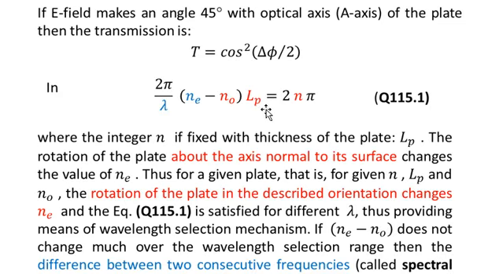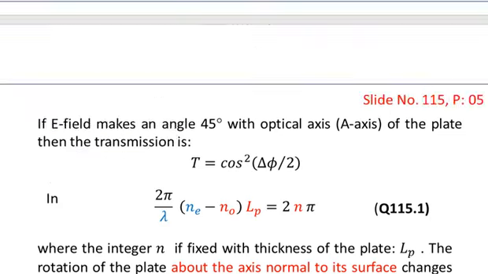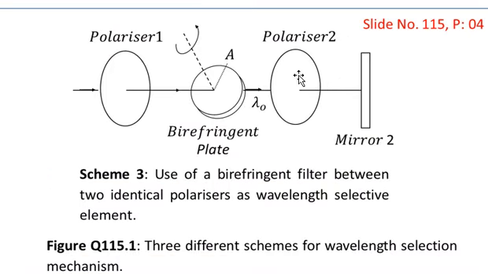So you see that in this equation I have two labels. I have marked two groups of quantities: one in red, that is N naught, Lp, and this integer N are in red, and the other two quantities, Ne and lambda, are shown in blue. So if you fix N naught, Lp and N, then the only possibility left to change is Ne. Ne can be changed when you change the optical axis of this birefringent plate.